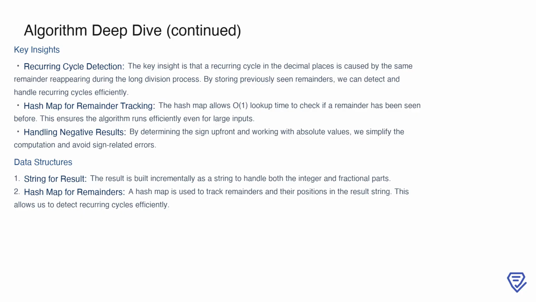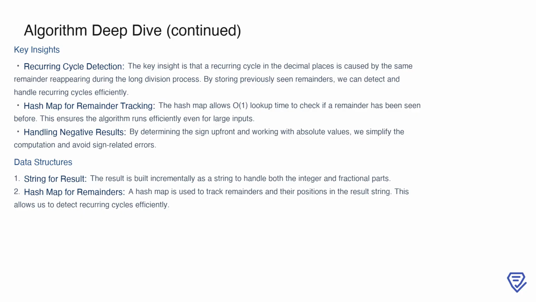By tracking remainders with a hash map, we can efficiently detect cycles and handle them. This hash map provides constant time lookups, ensuring the algorithm's efficiency even for large inputs. Additionally, by determining the sign of the result upfront and working with absolute values, we simplify the computation and avoid potential errors related to sign handling.